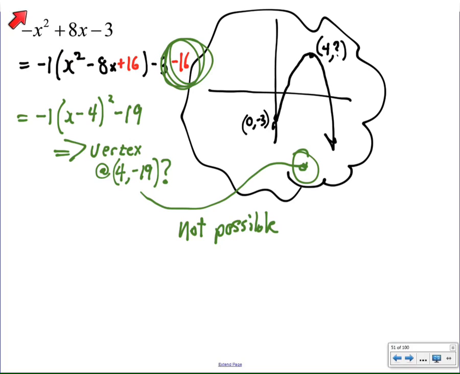So don't forget, before you just dive right into completing the square, spend a few seconds just thinking about what kind of results you are going to expect when you do complete the square.